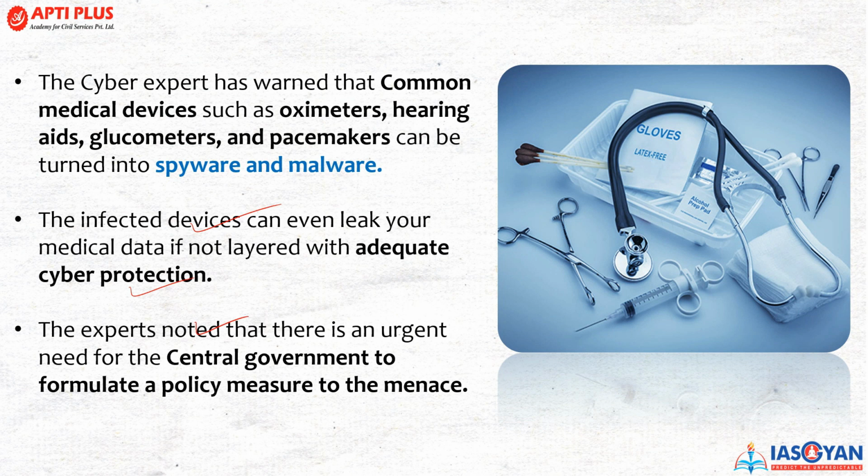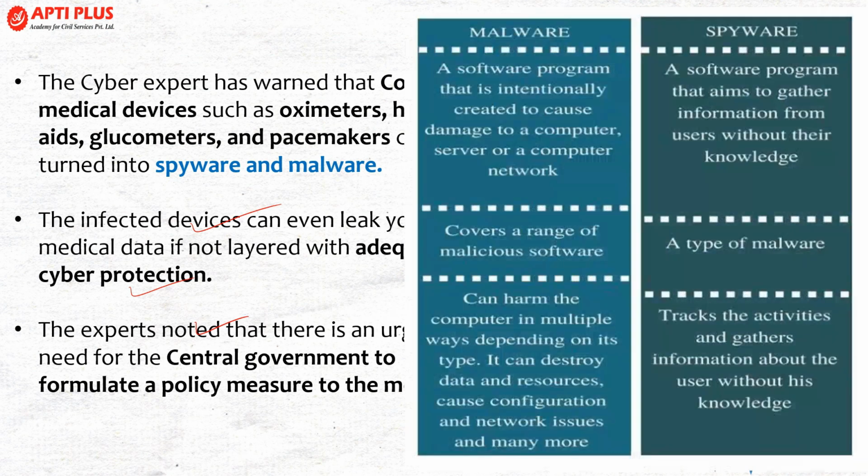Now I'll tell you the difference between spyware and malware. So what is malware? It's a software program that is intended to cause damage to a computer, server, or network. So this is malware. Going by the definition of spyware, it's a software program that aims to gather information from a user without their knowledge, right? There have been a lot of cases recently operating. We have seen the Pegasus cases as well, right?